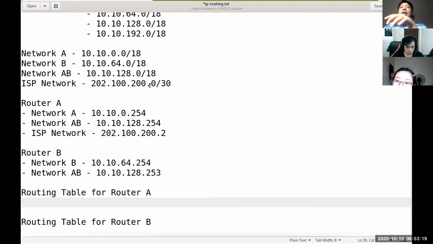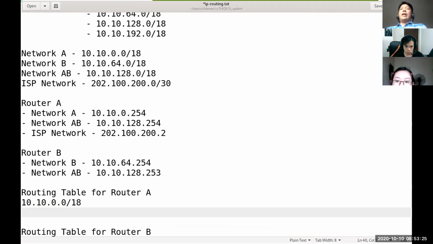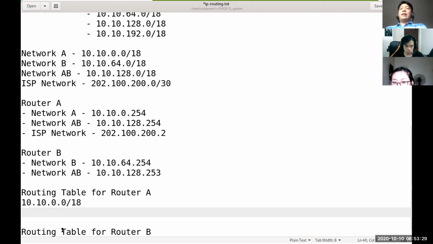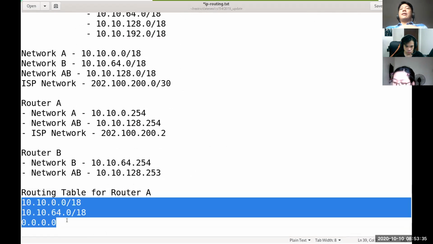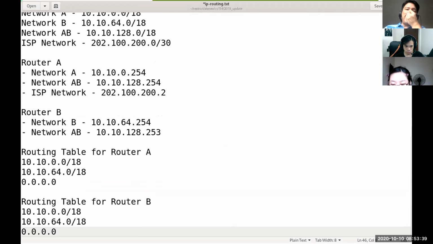So what is network A? So network A is this. So router A wants to go to network A, wants to go to network B, and wants to go to the default route. Of course, all packets in router B also want to go to network A, network B, and the default route. So you define that. For every router, they need to be able to reach each other. Therefore, define all the possible networks you will go to.